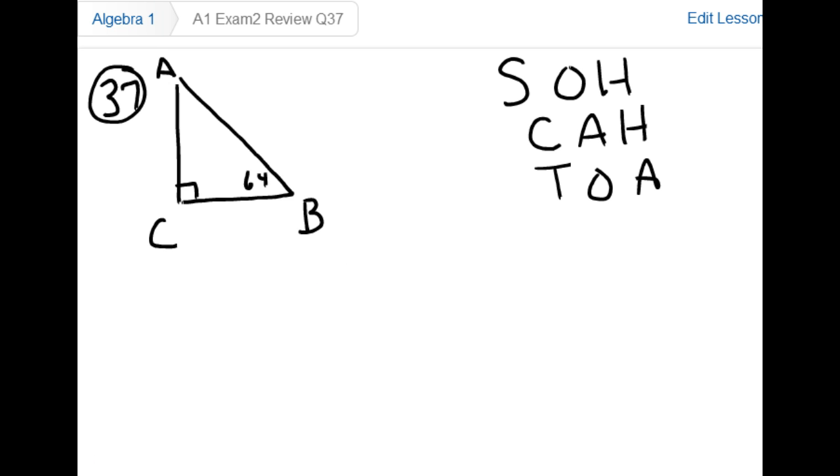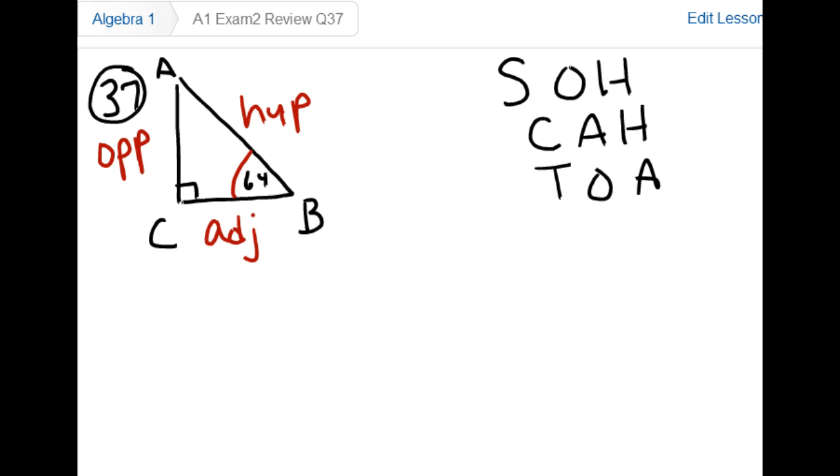Question 37. Find the length of AB to the nearest tenths of a meter. Alright, we're going to use trig for this. So first thing we need to do is look at the angle that we know, which is 64 degrees at angle B. And we need to label our triangle. So this is the hypotenuse. The side that touches angle B is adjacent, and the side that is opposite angle B is the opposite side.